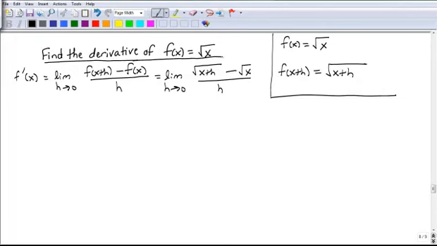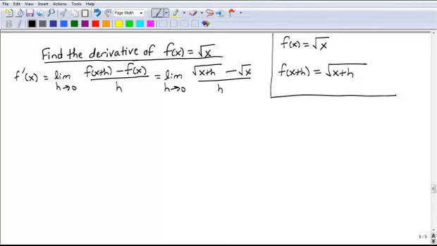Well, there's no way I can cancel that h out of the bottom now. And these aren't fractions, so I can't add them together. But if you think back to complex numbers, there's a thing called the complex conjugate, which is what you get when you change the sign in front of the i. So 2 plus 3i and 2 minus 3i are complex conjugates.